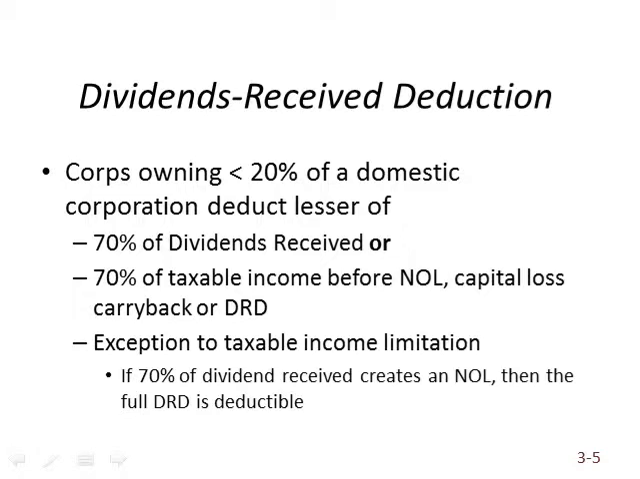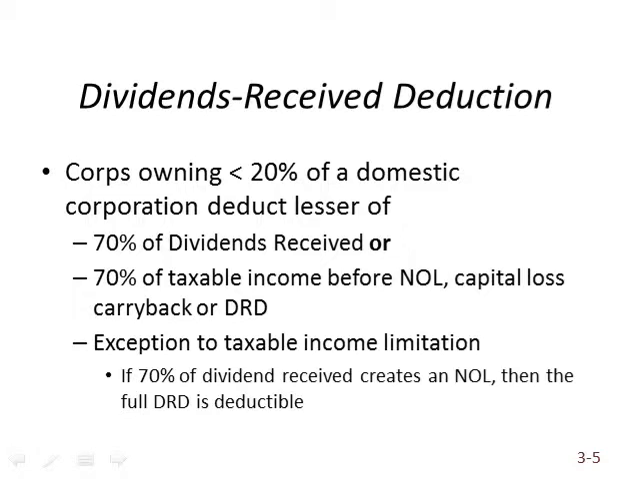And what this dividends received deduction is meant to do is to try to make that a little bit more fair. And so what it essentially means is that corporations that own less than 20% of a domestic corporation may deduct either the lesser of 70% of the dividends received or 70% of taxable income before net operating loss, capital loss carryback, or dividends received deduction. And so here we get back to, with this second example, the importance of the sequencing of deductions when we have to take into account the limitations of certain deductions.